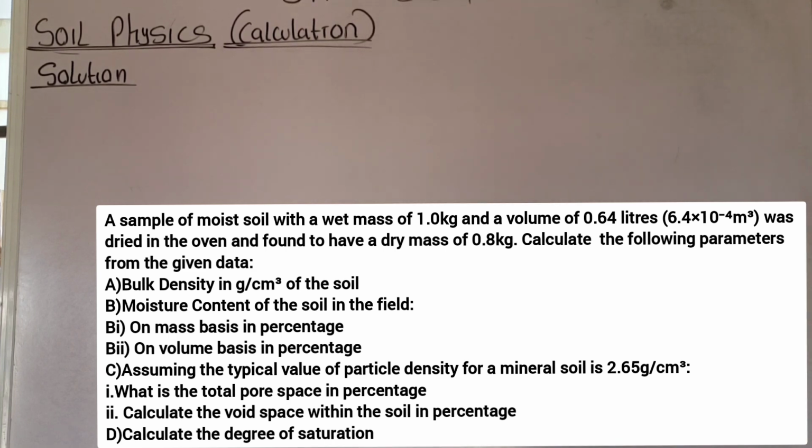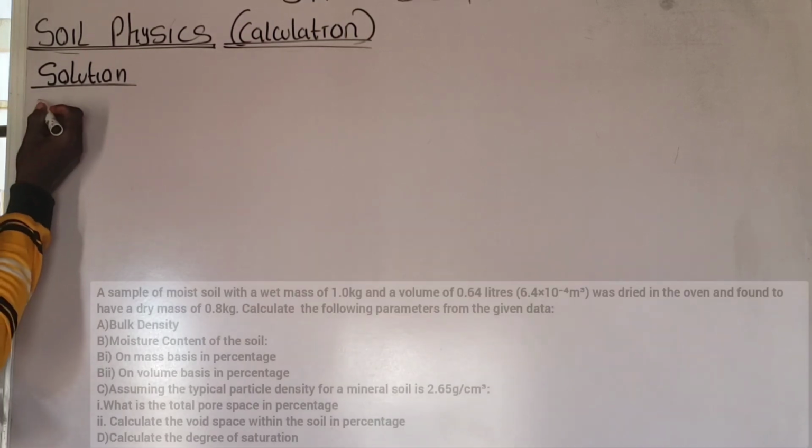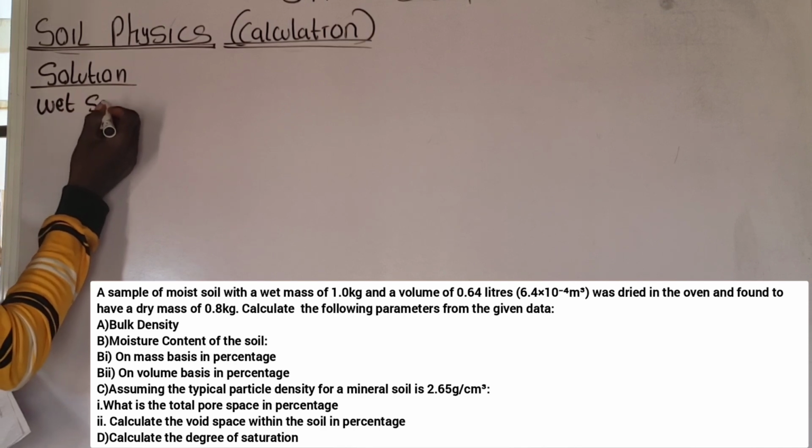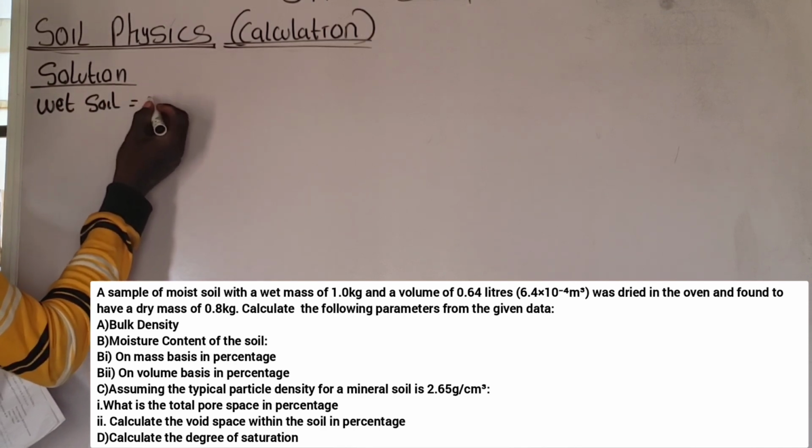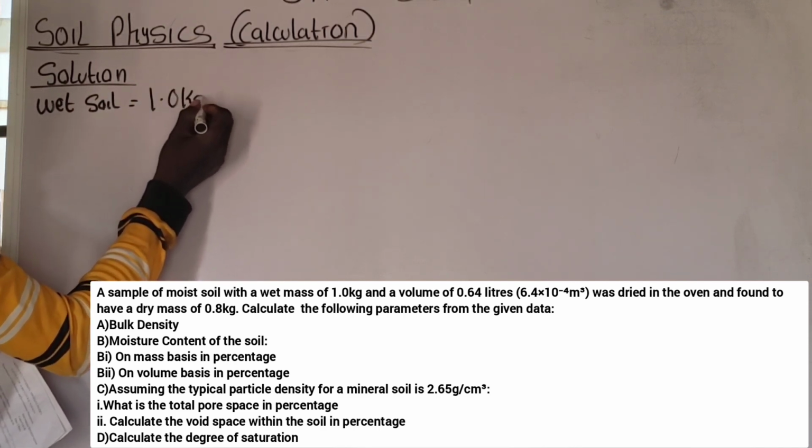Now please, I want you to pay attention. I'm going to take it step by step. You just have to follow the calculation. Okay, let's start by writing out the information that we're given in the question. We are given a sample of moist soil with a wet mass of 1.0 kilogram. That means that the wet soil is 1.0 kilogram. You understand?